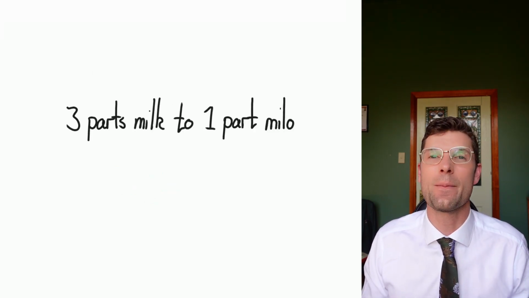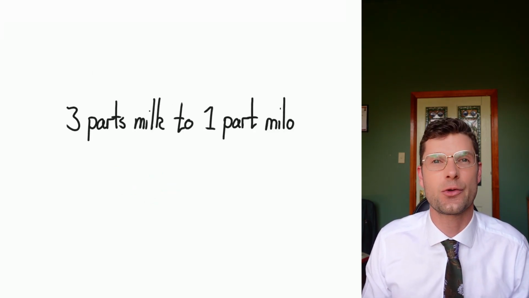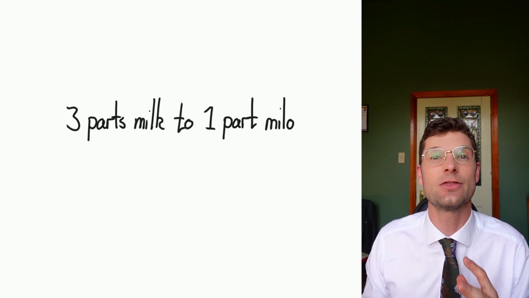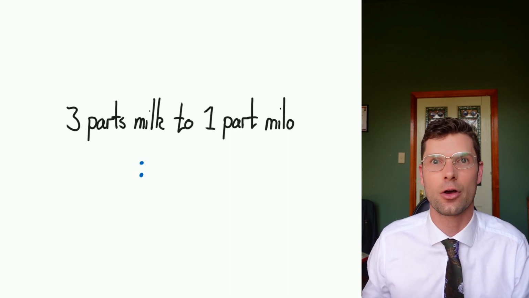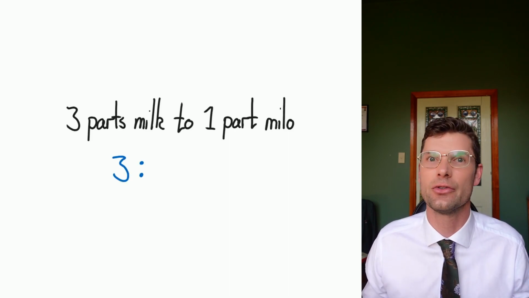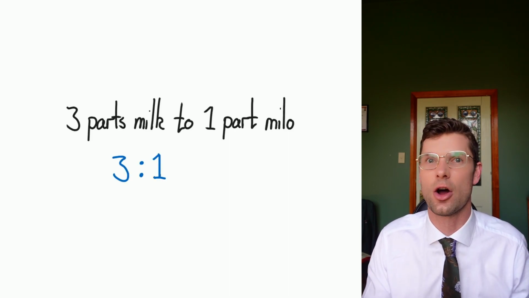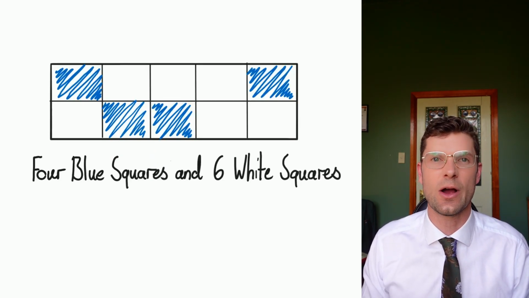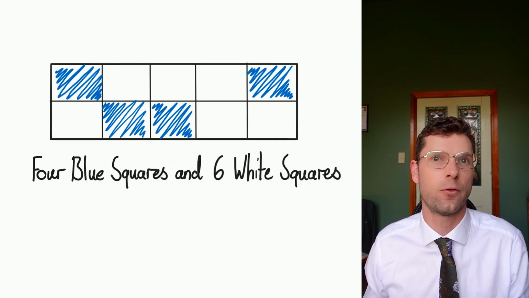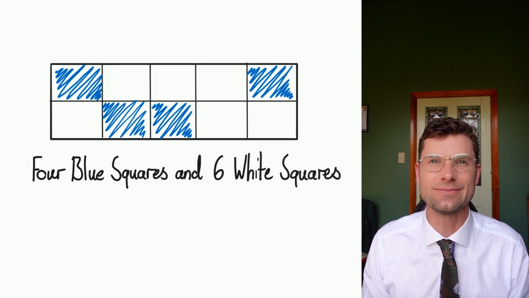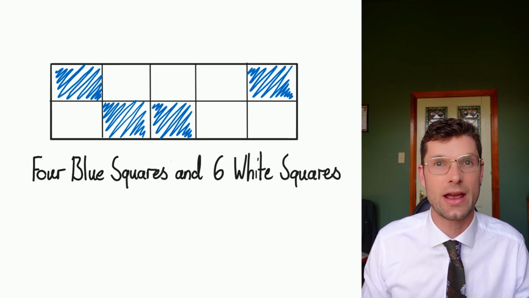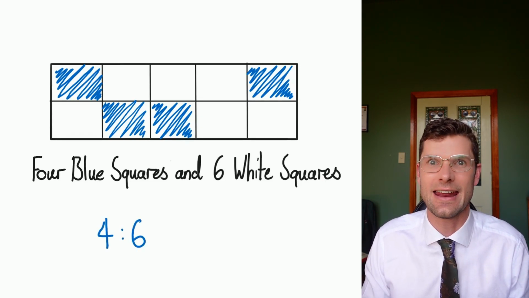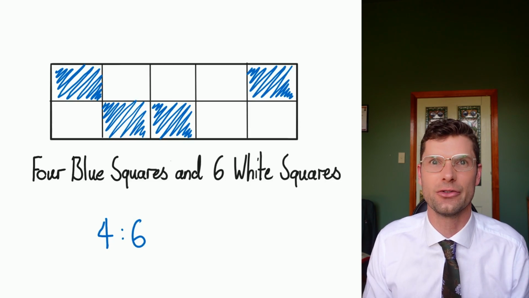Another example is if you've got to make a cup of Milo, and we're going to say it's 3 parts milk to 1 part Milo. So for this one, the "to" is going to be our colon. So instead of writing this whole sentence, all I've got to do is 3 : 1, and I'm done. And then there are heaps of visual examples that we can use as well. So here I've got 10 squares. 4 of them are blue and 6 of them are white. My ratio of blue squares to white squares is just 4 to 6. And again, I'm using the colon instead of writing a whole sentence.